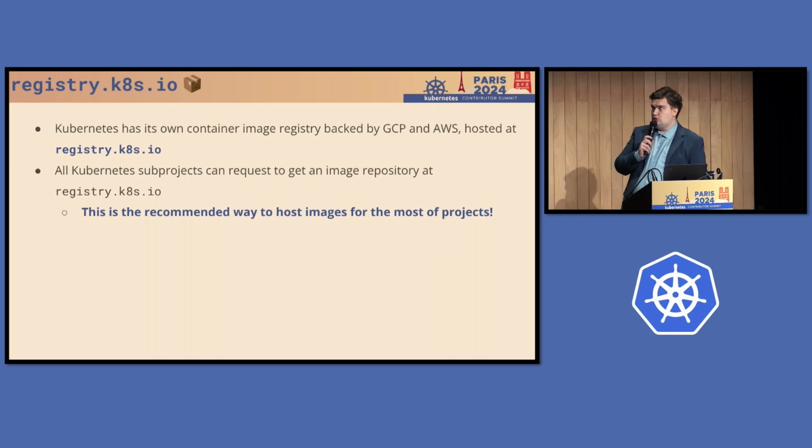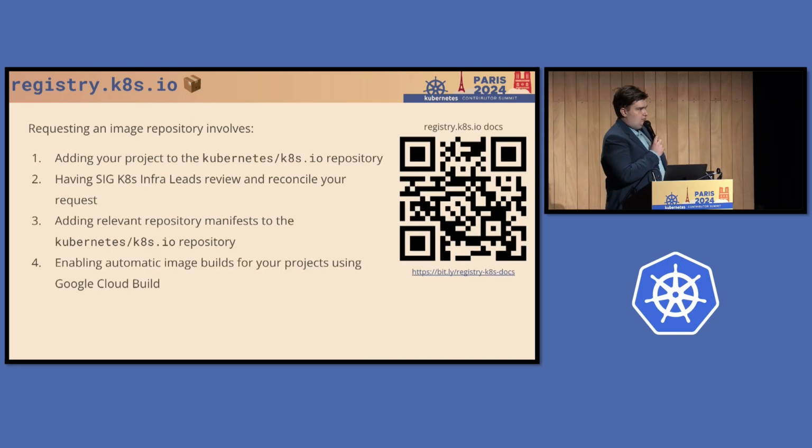So let's start with container images. You probably know about registry.k8s.io as the Kubernetes registry for all the images. But the interesting fact here is that it is in fact available to any subproject out there, and you can just submit a request to get a repository there, and this is actually the recommended way to host your images for your projects. Basically, you have a doc here that explains it. It's really as simple as submitting a PR with some information, having SIG K8s Infra approve your request and reconcile it, adding relevant bindings, and enabling automatic image builds.